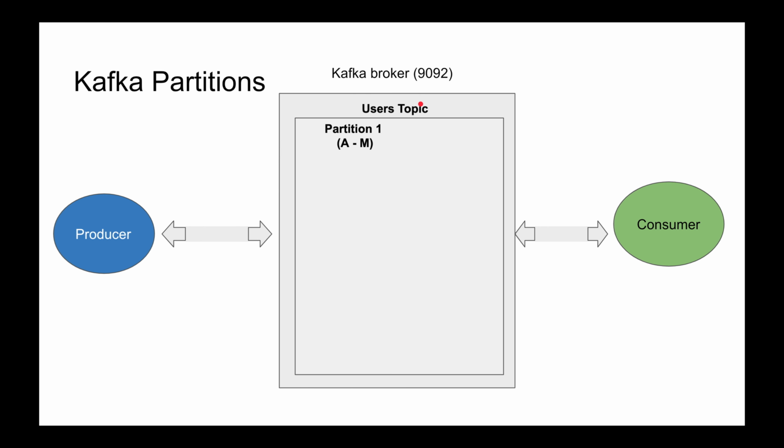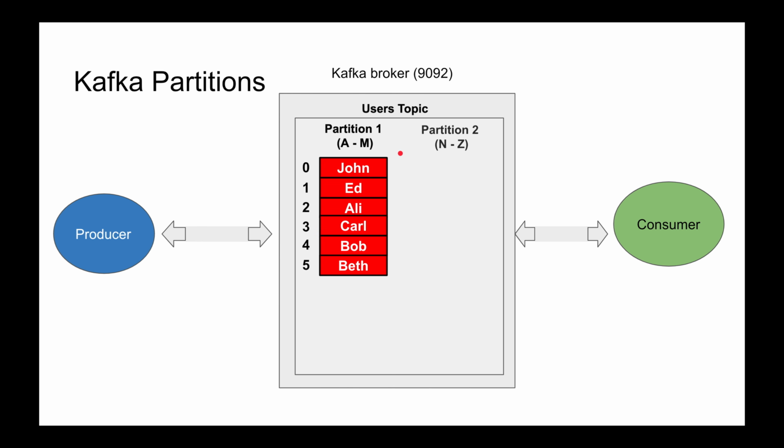And what we're going to do is, hey, this users topic is so big, right? So let's say I'm going to create 2 partitions. Partition 1, users with first names that start from A to M go here. And users from N to Z go to partition 2. Well, that sounds simple. That doesn't sound hard.